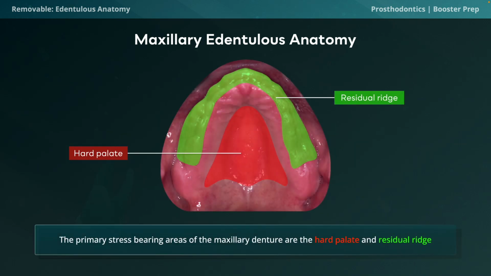Now that we've gone over the maxillary edentulous structures, I'm going to emphasize the high yield points that you guys should remember. First, the primary stress-bearing areas of the maxillary denture are the hard palate and the alveolar ridge. And this should make sense to you. The hard palate is very resorption resistant, making it able to withstand load-bearing stress. As for the residual ridge, although not as resorption resistant as the palate, it is the only other bone-supported region besides the hard palate that is horizontal, which allows it to withstand the forces put on it by the denture.